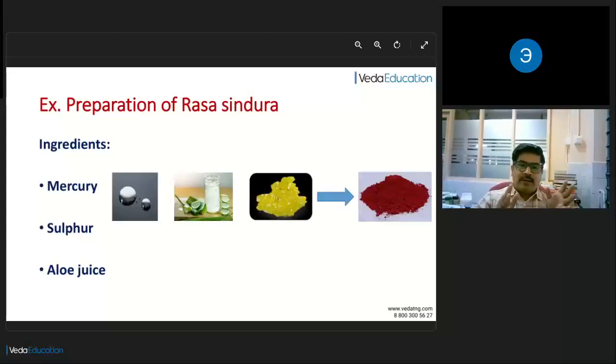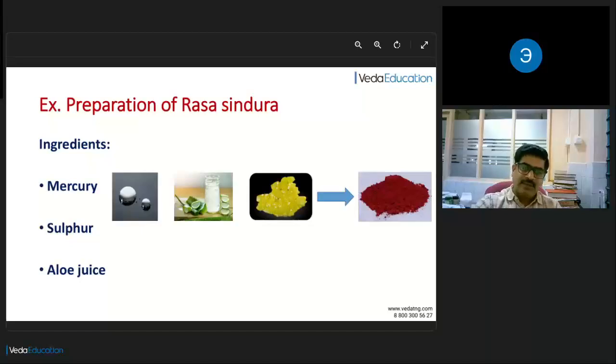So this mercury and this sulfur are ground together with aloe vera juice for a period of 72 hours continuously.